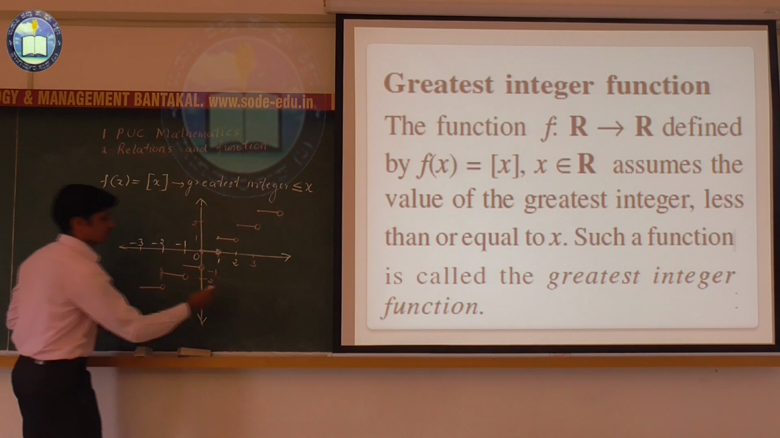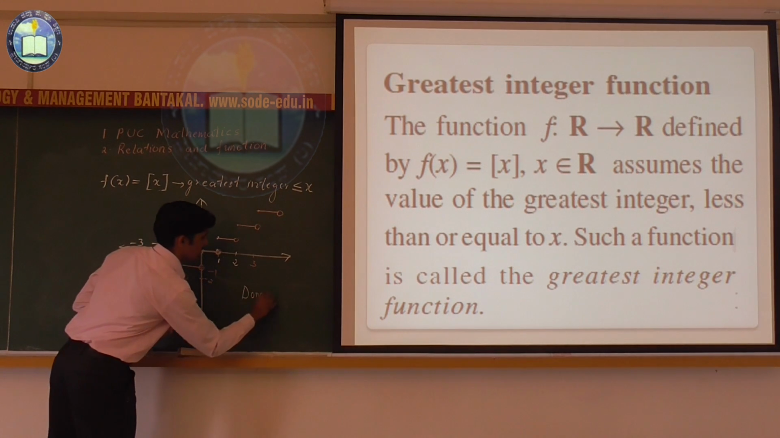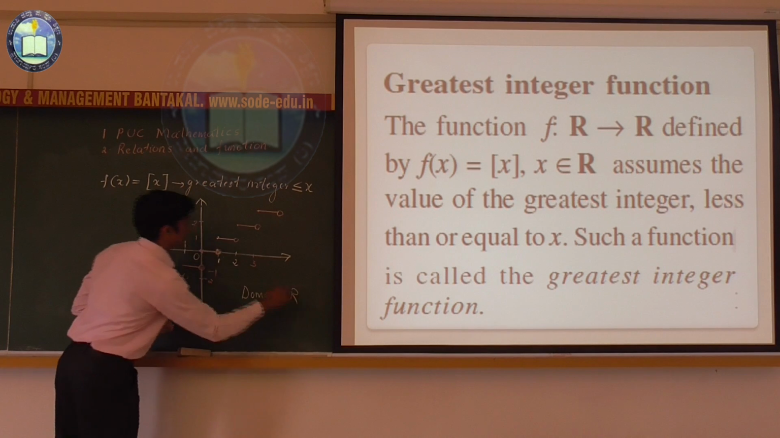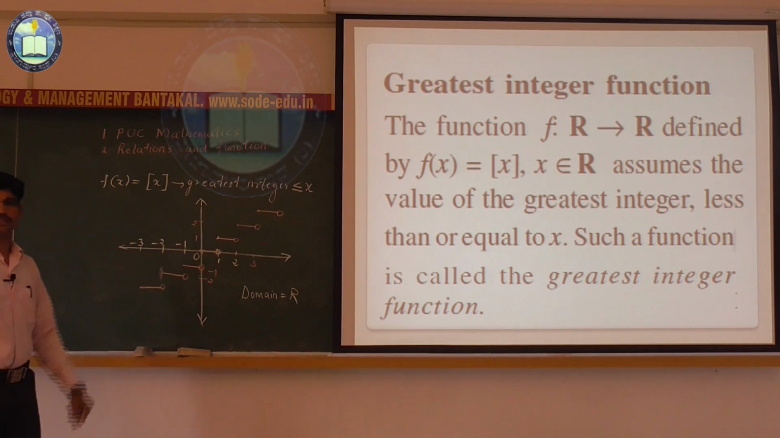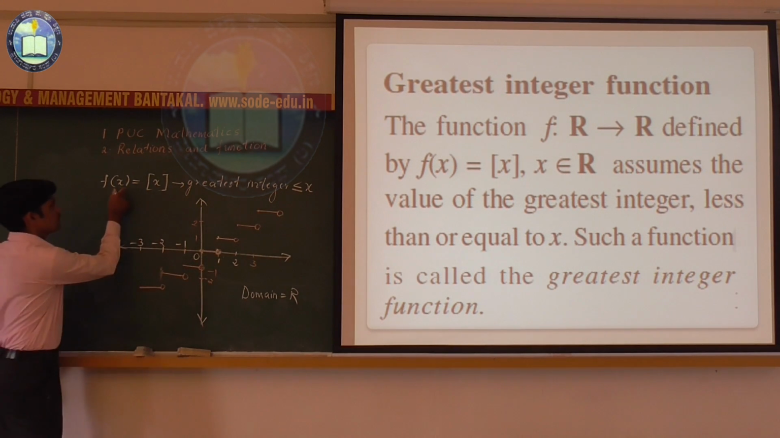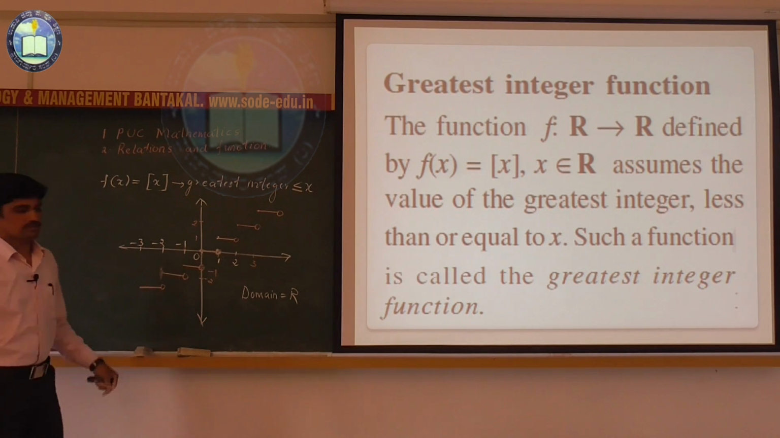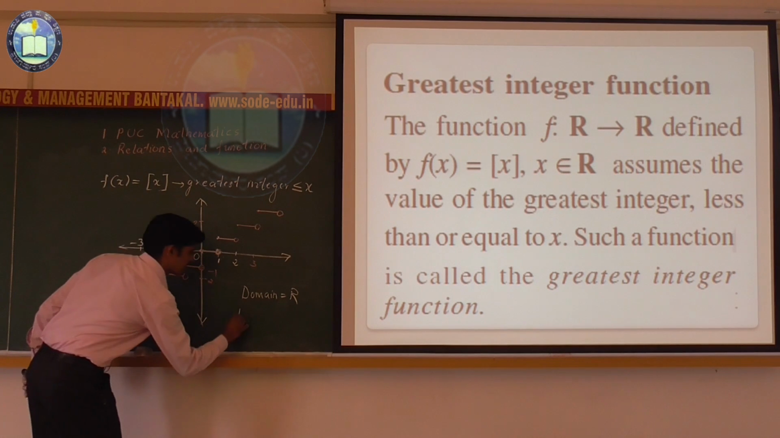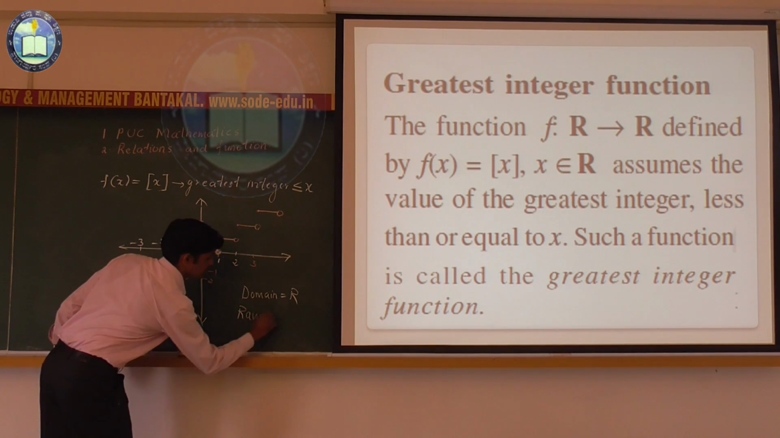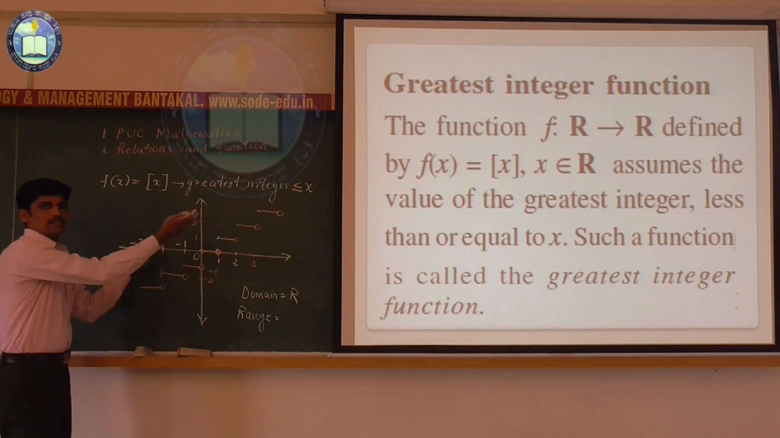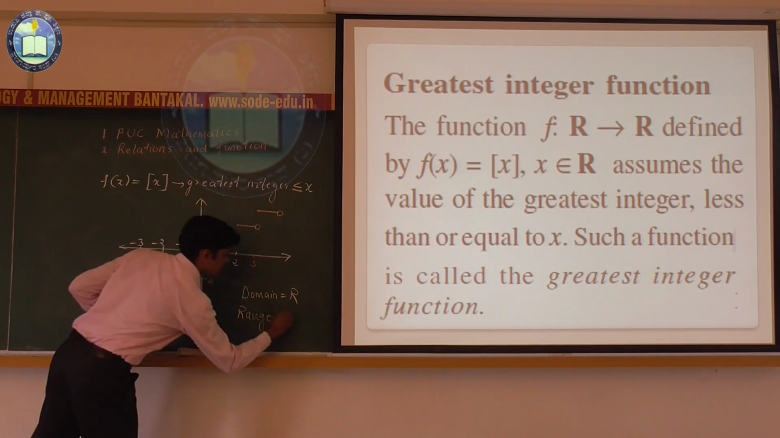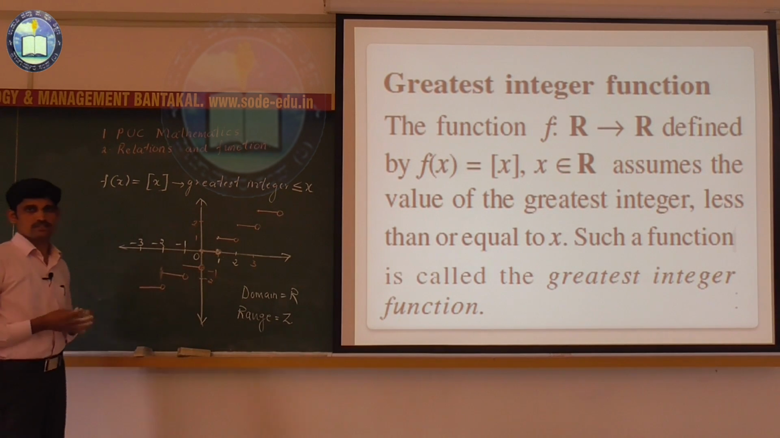What is the domain of this function now? Here the domain is the set of all real numbers. We don't have any restriction on giving values to x. We can give any value to x from the set of all real numbers. Therefore the domain is R. And what is the range? Since this function takes only integer values, the range is the set of all integers, Z.